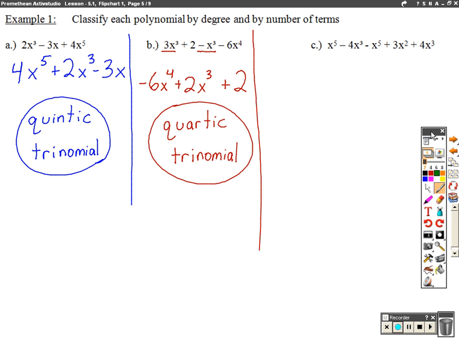And at this point, why don't you pause the video and try letter C on your own, and then resume the video after you finish to check your answer.